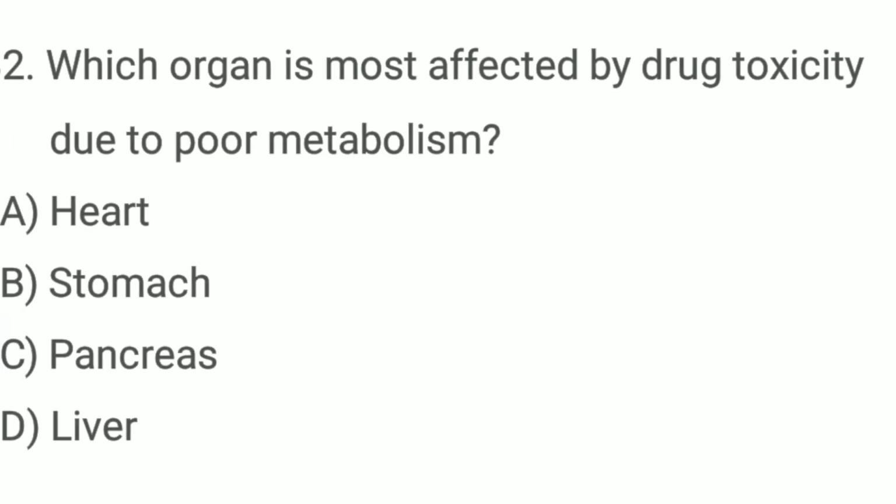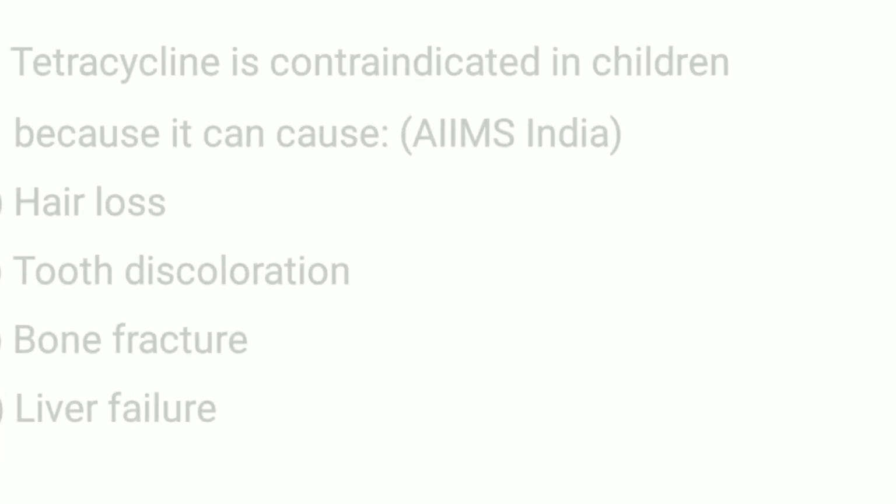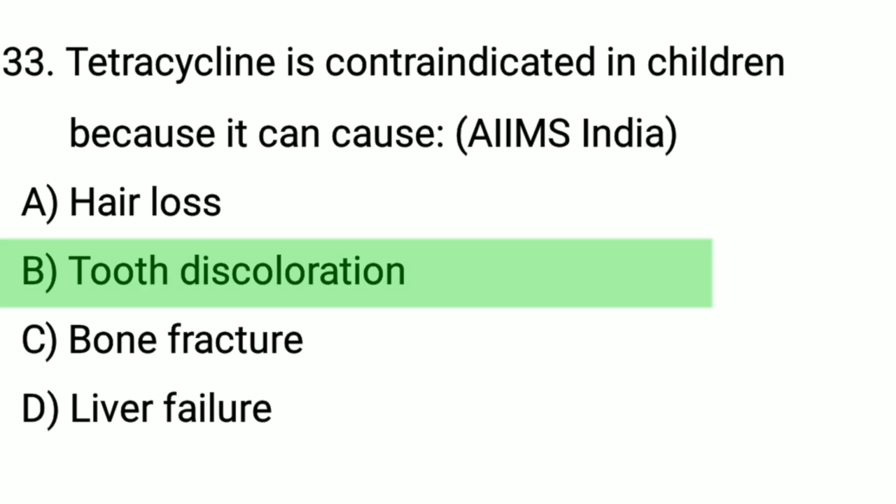Question number 32. Which organ is most affected by drug toxicity due to poor metabolism? The right option is option D, liver. Question number 33. Tetracycline is contraindicated in children because it can cause. The right option is option B, tooth discoloration.